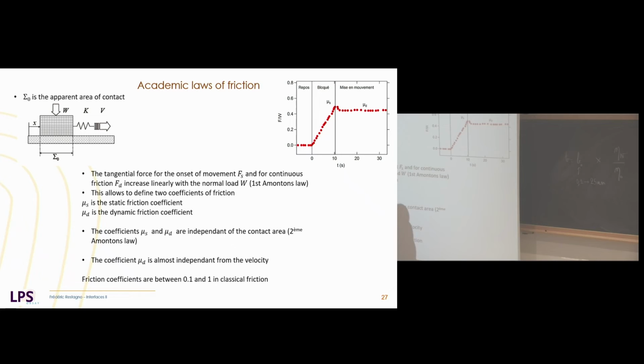We have this object, and we want to measure the force required to make this object move. So first law, if I start from rest and I measure the force in order to make this object move, the force at the threshold is proportional to the normal load. Okay? And this coefficient of proportionality defines the static friction coefficient.